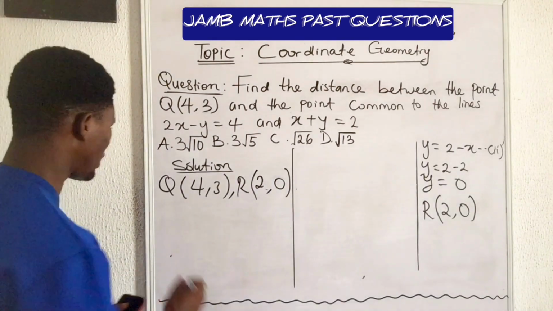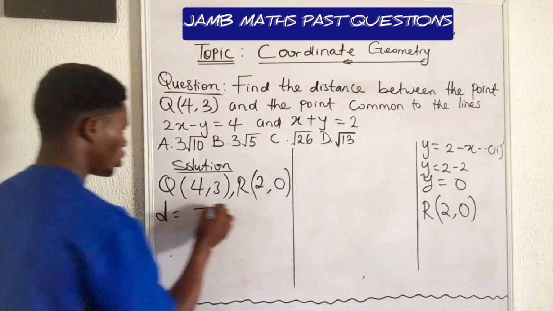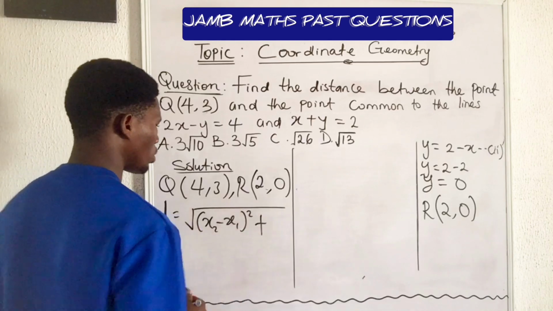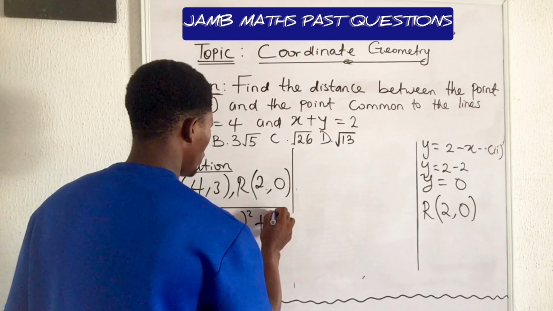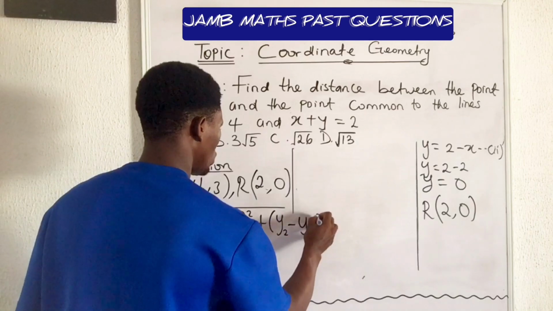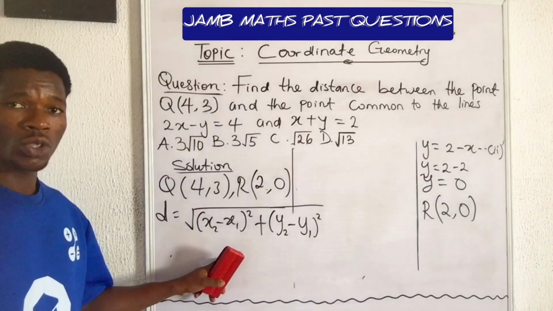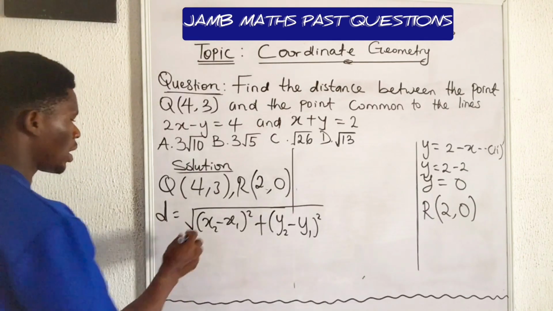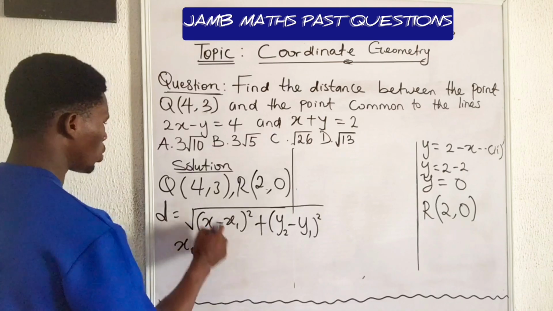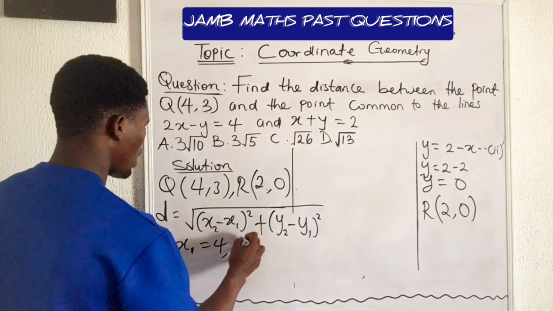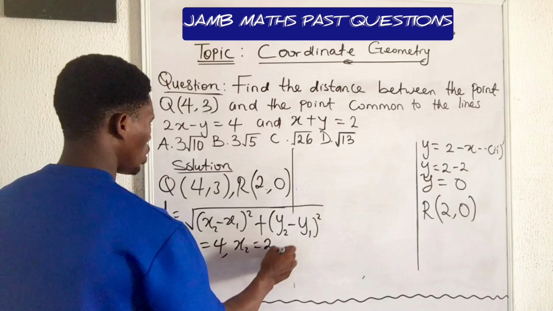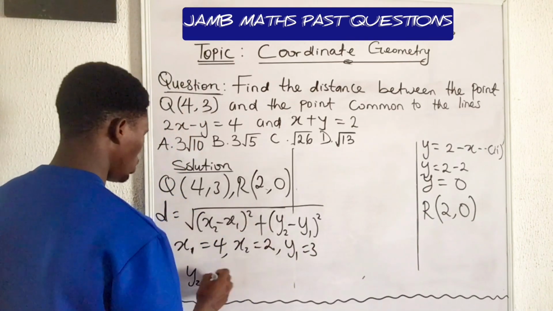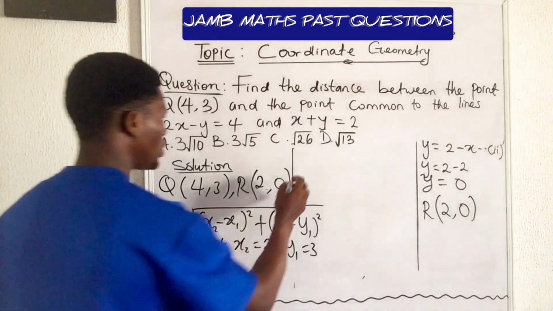So the distance formula is d equals the square root of (x2 minus x1) squared plus (y2 minus y1) squared. So this is the distance formula between two points on a straight line. In this case, our x1 is equal to 4, our x2 is equal to 2, our y1 is equal to 3, and y2 is equal to 0. Now let's fix it in this.